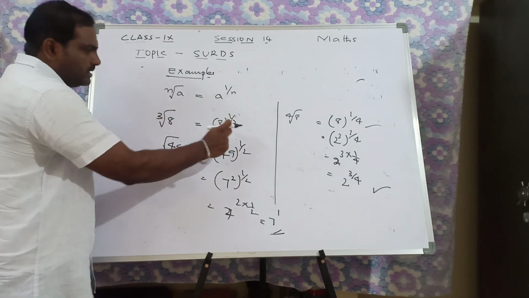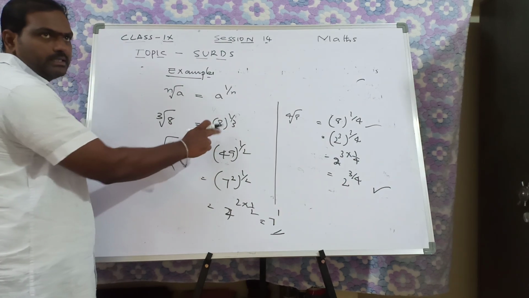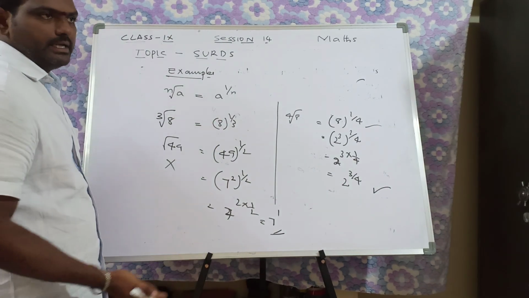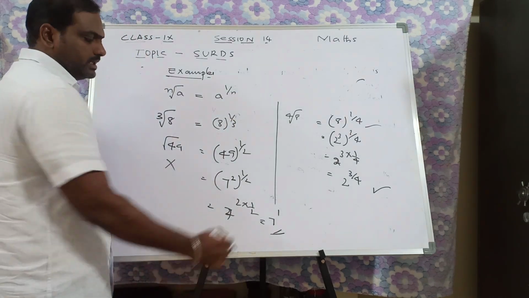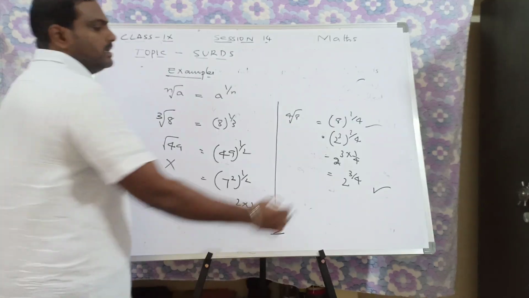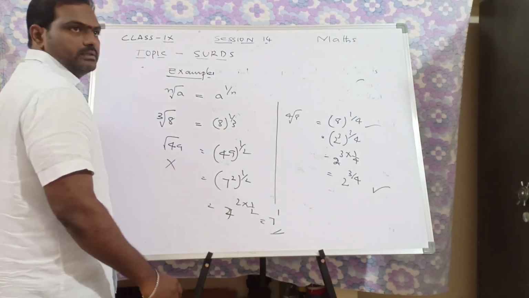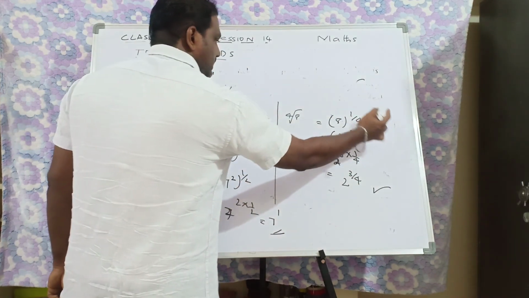Because here, if this is written as a square or cube of any other number, the two get cancelled and you will get a single number. So that's why it is not a surd. But here we got this type, so yes, it is a surd.